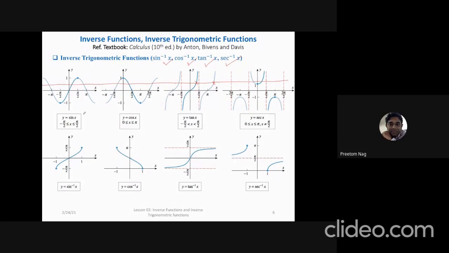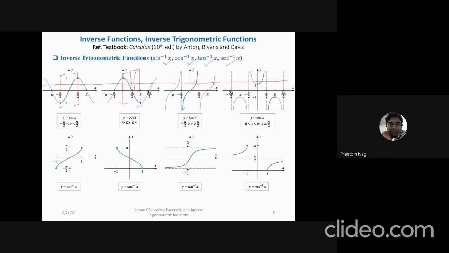So for the case of sin x, if we restrict our domain to between minus pi by 2 and plus pi by 2, then we can get its inverse function. For cos x, not minus pi by 2 to plus pi by 2, because from minus pi by 2 to plus pi by 2 we can see there are 2 points. So in that case we have to take 0 to pi. Sorry, not 0 to pi by 2, 0 to pi.